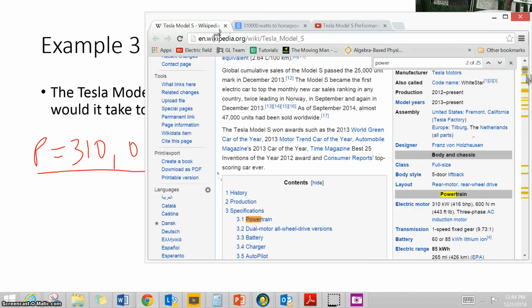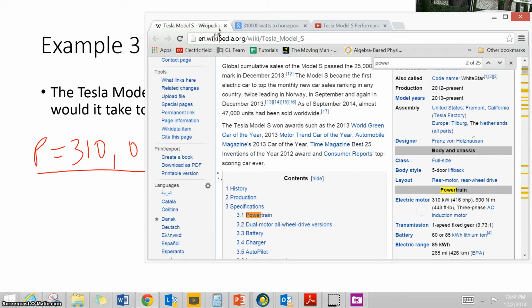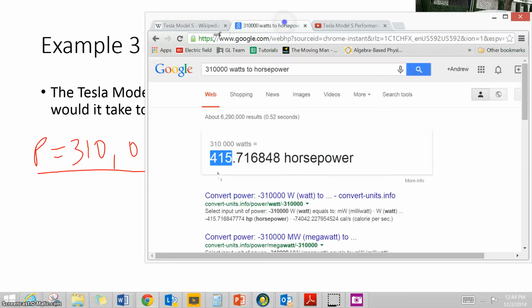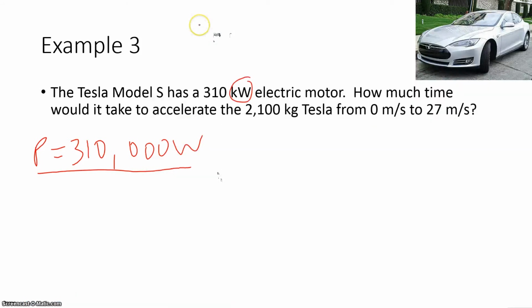Yeah, it says here, electric motor, 310 kilowatts, which is 416 horsepower, just like we calculated on Google. All right, what was the question again? How much time would it take to accelerate the 2,100 kilogram Tesla from 0 meters per second to 27 meters per second? So we're going to be solving for time.